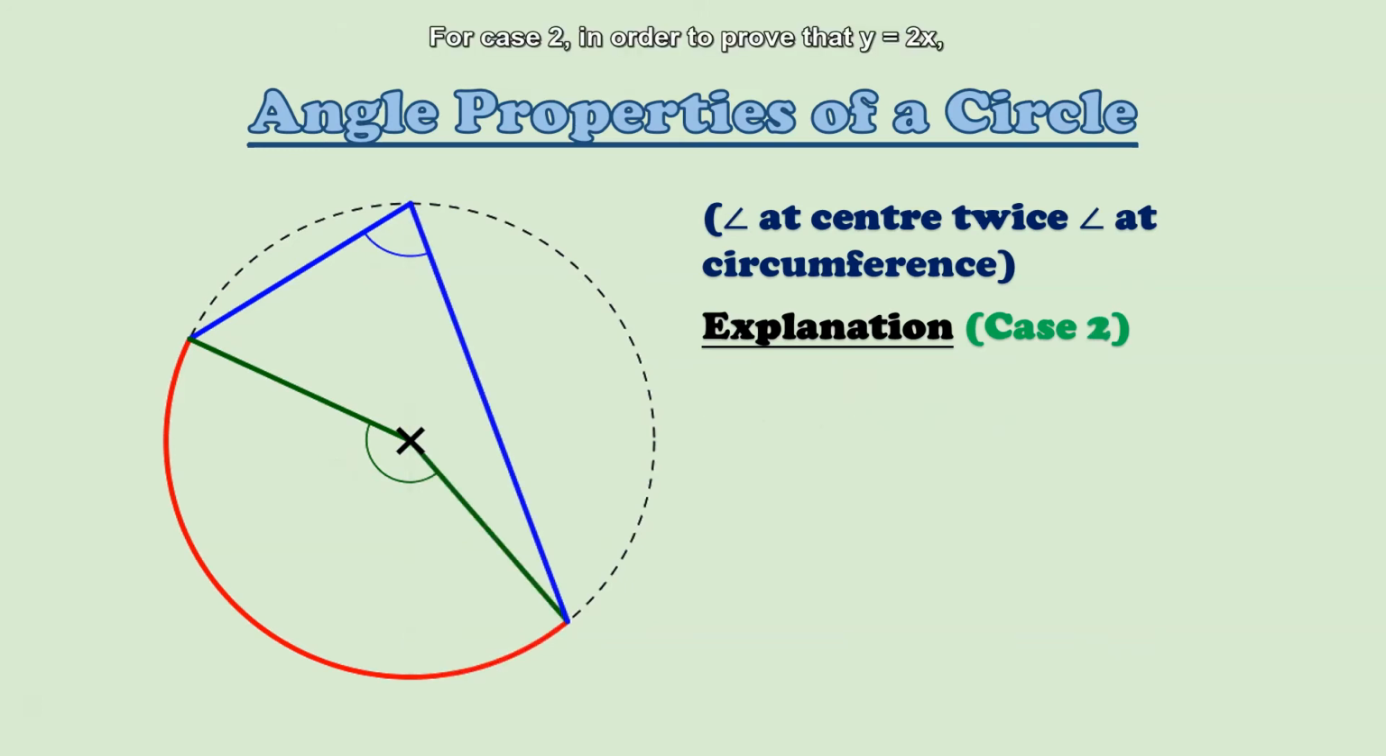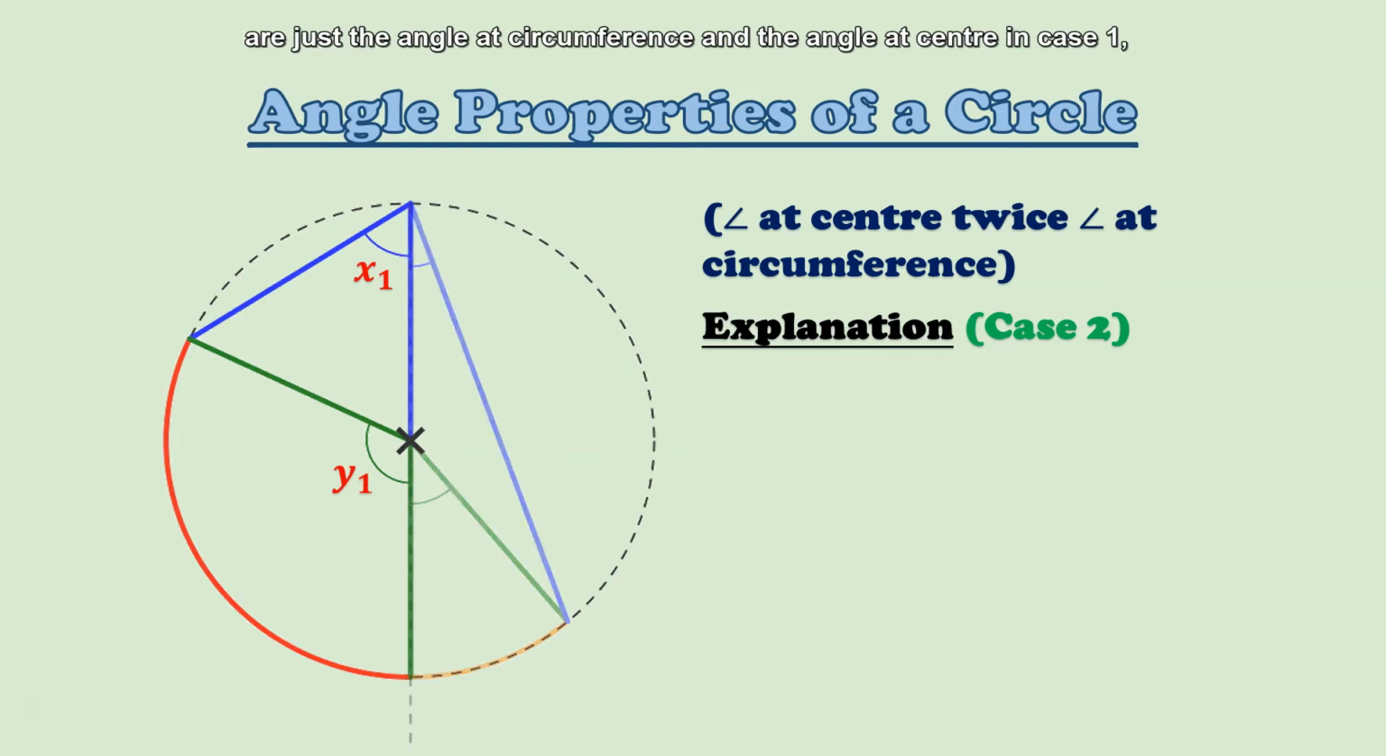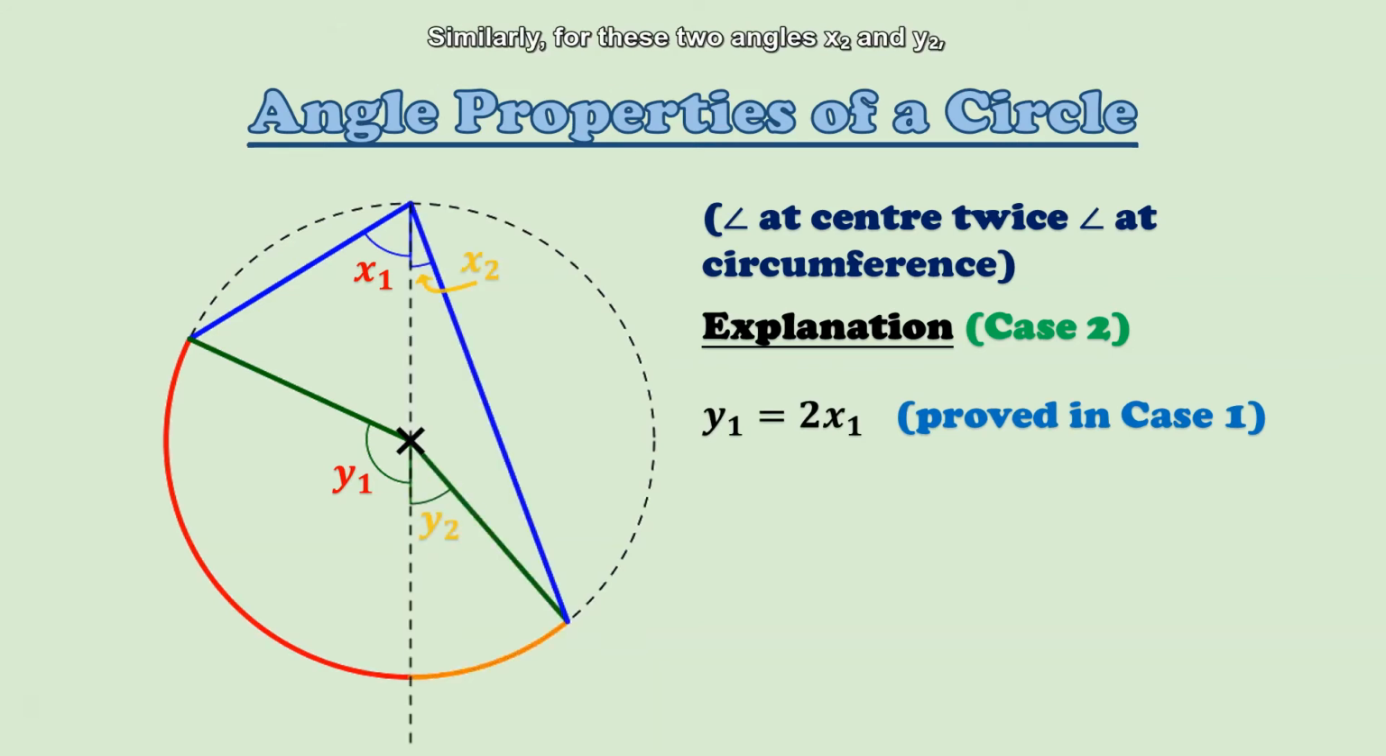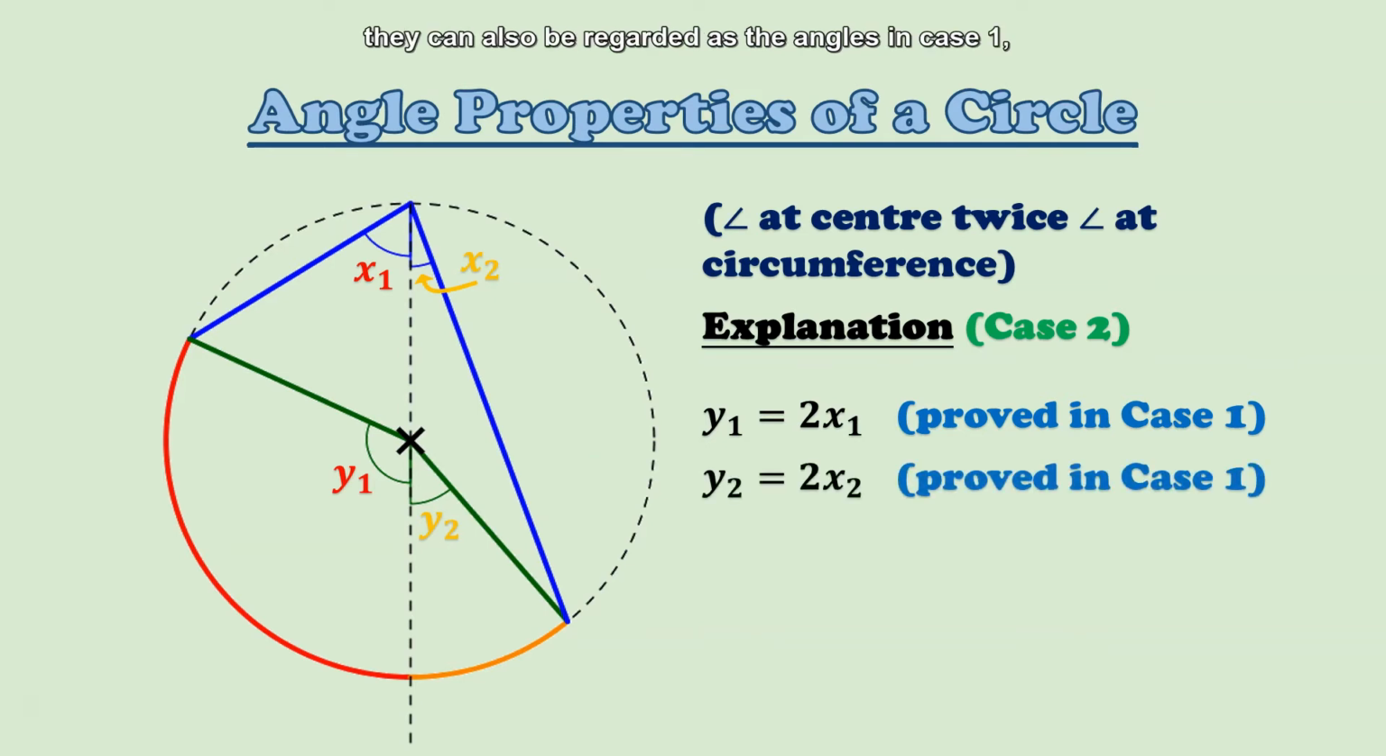For case 2, in order to prove that y is equal to 2x, we can draw a line passing through the center. After this, these two angles x1 and y1 are just the angle at circumference and the angle at center in case 1, and therefore y1 must be equal to 2x1. Similarly, for these two angles x2 and y2, they can also be regarded as the angles in case 1 and we can draw the same conclusion.